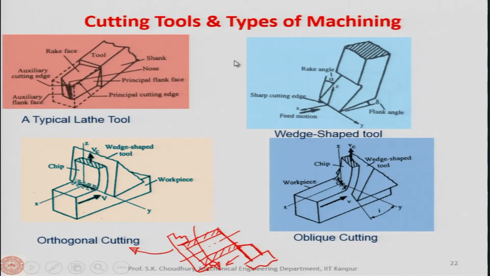Now, I remind you that last time, in cutting tools and types of machining, we discussed what oblique cutting is and what orthogonal cutting is. I told you that normally in practice oblique cutting is used, because in oblique cutting the tool grabs the workpiece material gradually, and therefore the available tool strength will be more than in the case of orthogonal cutting.